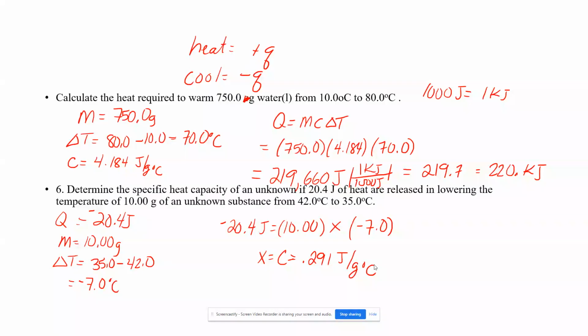And if you have a page that has all the specific heats of different substances, you look and you match that up, and whatever metal it matches closest to, that would be the specific heat for that metal. I don't know if this is copper or not. Okay, so specific heat: if you see C, you need specific heat. If you're cooling or heating a substance, you're going to use Q equals MC delta T.